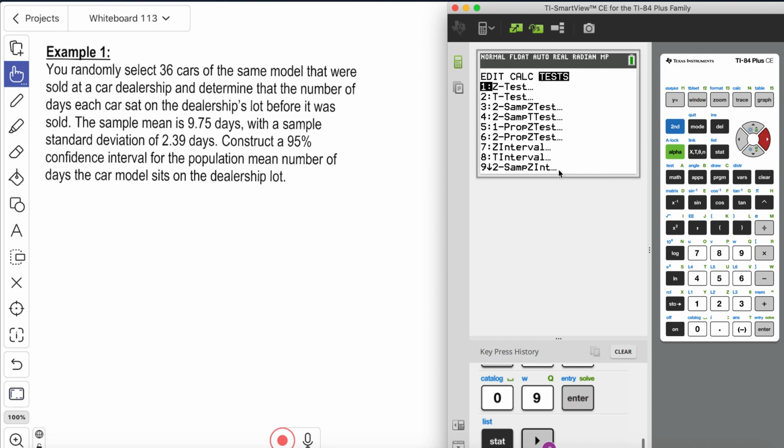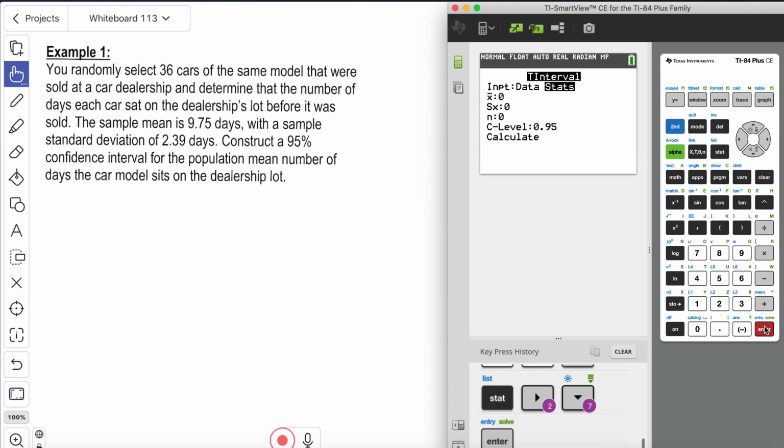And in this particular problem, the only type of intervals you're going to do in this class is going to be a t interval. And if you look here, my t interval is number 8. So I'm going to go down to t interval right here. And I want you to see what comes up when I go to t interval. This first part says, how do you want to input the data? Do you want to give it as data, or do you want to give it as stats? So there's two methods you can use, either the data method or the stats method.